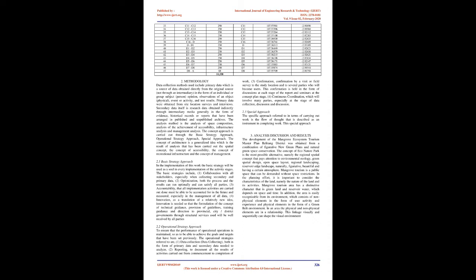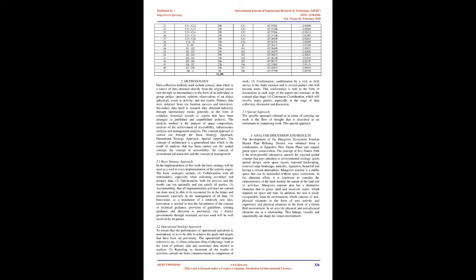The analysis method is the analysis of space composition, analysis of the achievement of accessibility, infrastructure analysis, and management analysis. The concept approach is carried out through the basic strategy approach, operational strategy approach, and special approach. The concept of architecture is a generalized idea which is the result of analysis that has been carried out: the spatial concept, the concept of accessibility, the concept of recreational infrastructure, and the concept of management.